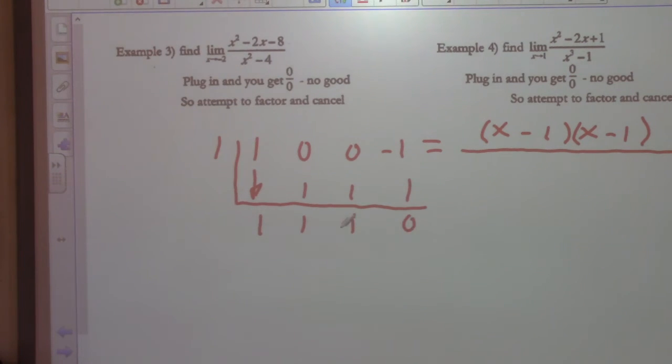So now what is this here? This one's x cubed. So you have x minus 1, and then you have x squared plus x plus 1. And so that's what it is. Can we cancel now? Yeah.